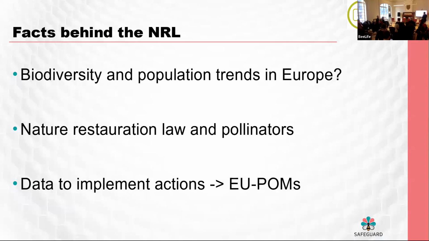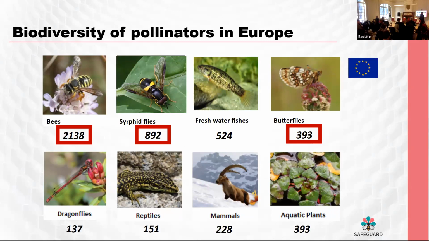Okay, so some facts to start. One of the challenges when we are talking about pollinators is the fact that we are talking about biodiversity, and here we are talking about a lot of species. On the slide, you can see the number of species recorded in Europe. You have the three main groups of pollinators in red and other groups of vertebrates or invertebrates in Europe. You can see that for bees, we have more than 2,000 species, for hoverflies almost 1,000, and for butterflies a bit less than 400 species.